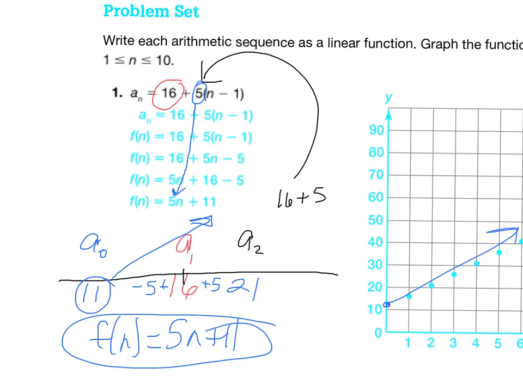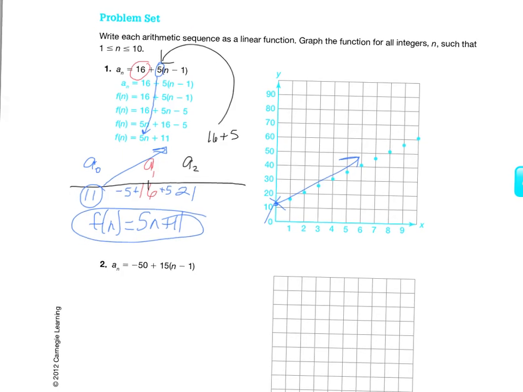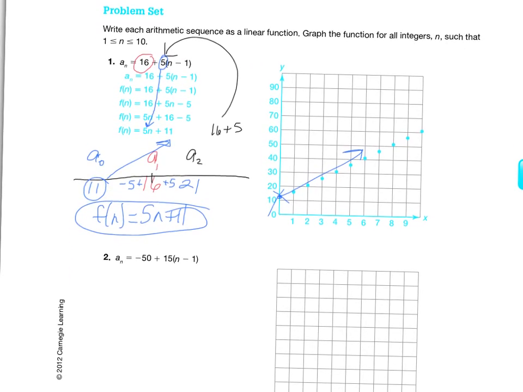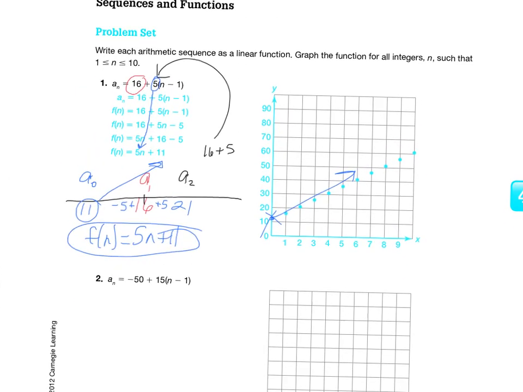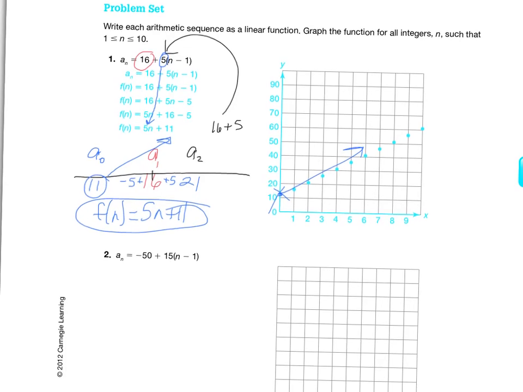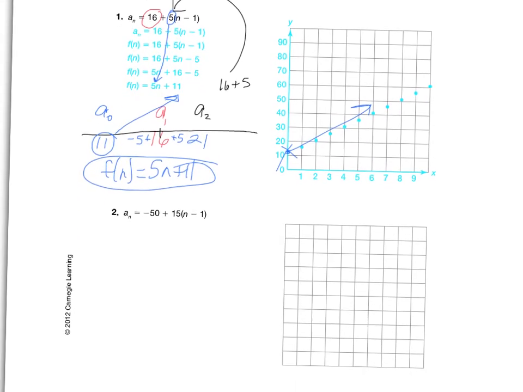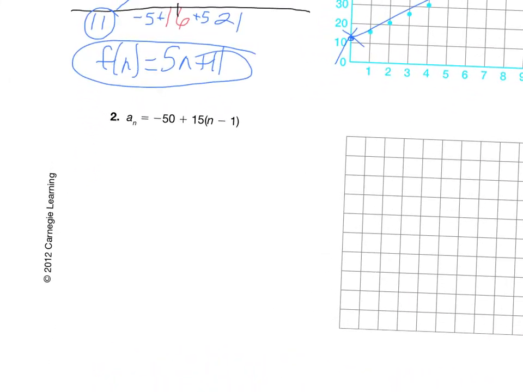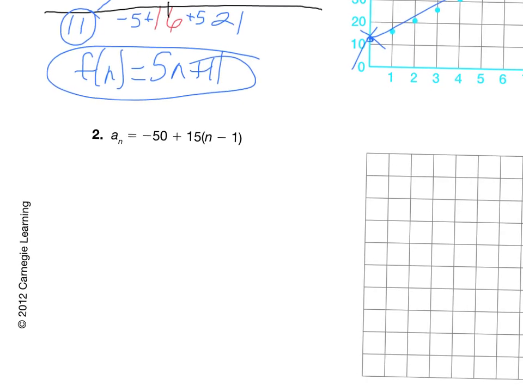Alright, so let's look at number 2. And this is a finite sequence that starts at 1 and ends at 0, so that wouldn't actually be included there. Okay, here we go. Number 2.